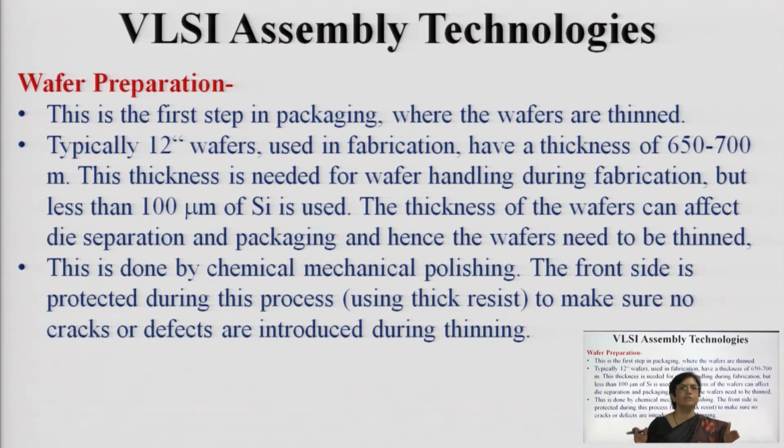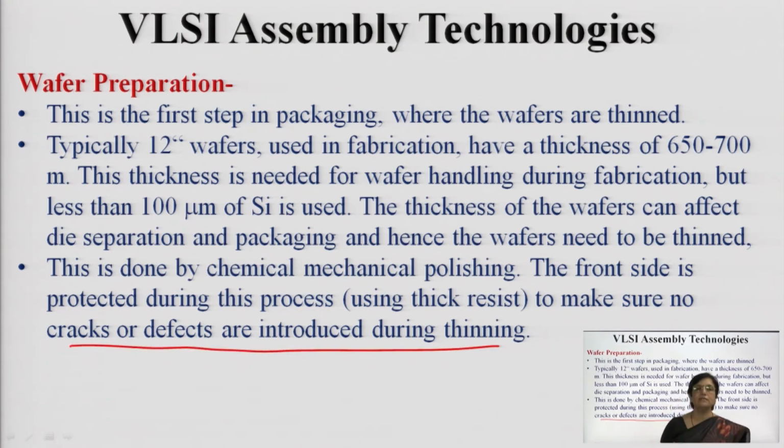Typically 12 inch wafers are being used in fabrication, and they are normally 650 to 700 micrometers thick initially. The thickness is large while handling the wafer during fabrication, but only within a few micrometers, or like a 100 micrometer region, will your entire circuit be fabricated. The rest of the wafer is not to be used, so it is to be thinned. Therefore the front side is first protected using some thick resist or some other protective material, to prevent cracks, and then the wafer thinning is carried out. So the first thing is wafer thinning.